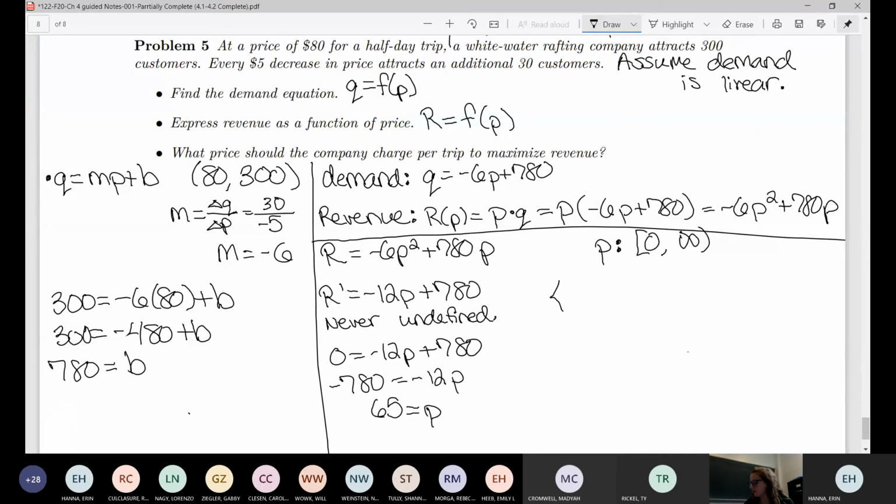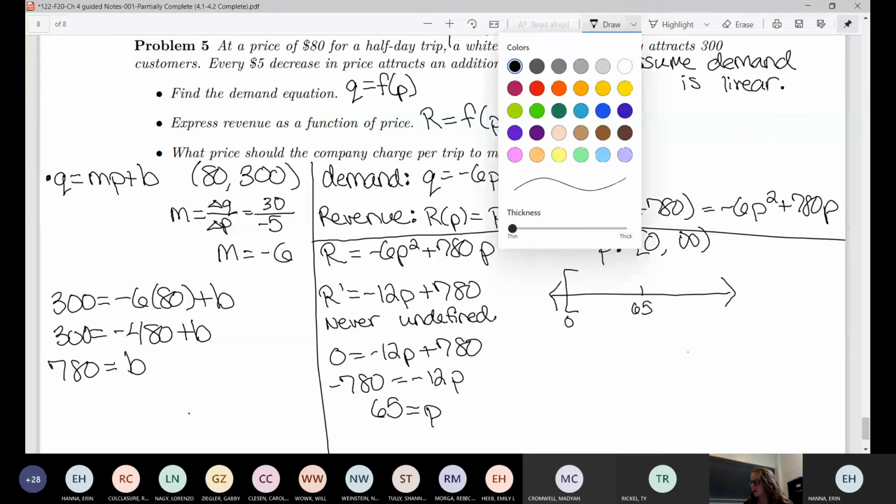Now, I know with these contextual ones, it almost seems silly because pretty much the answer is always at the critical point. But you always have to check because I could write some kind of trick question where there actually isn't a maximum revenue. And if you didn't use the number line to check the shape of the graph, you wouldn't know that. So we have 65 on here, and then I'm going to also block it off at 0 because, again, I want to know that I'm not using any negative numbers.